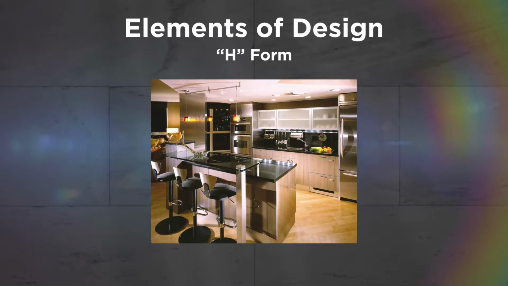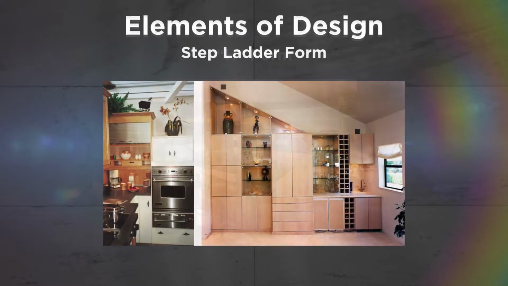With an H form, taller elements are placed at each end of a lower form, a run of cabinets or a window as an example. This forms a symmetrically balanced H shape on the wall elevation. A stepladder form is accomplished when the tallest element appears at one or both ends of the wall elevation, with all other elements growing progressively smaller.